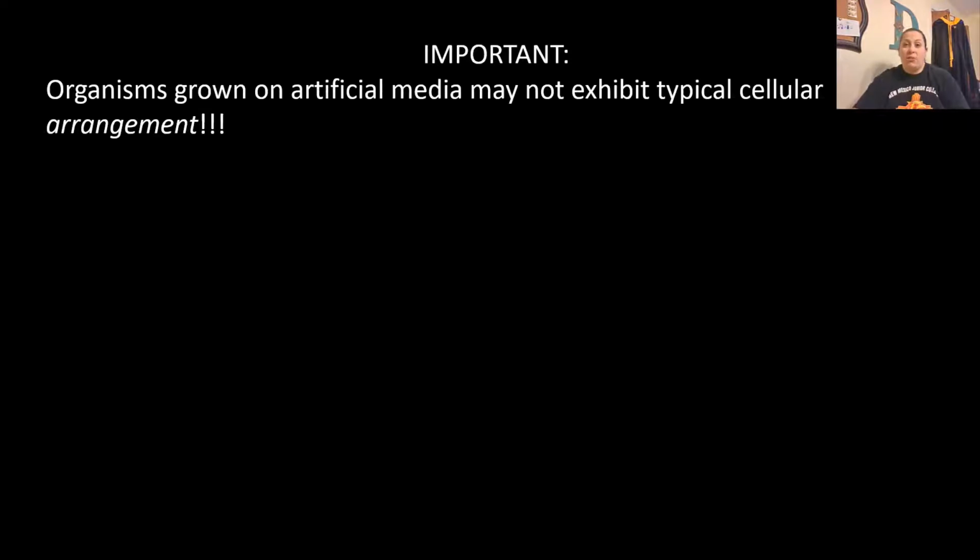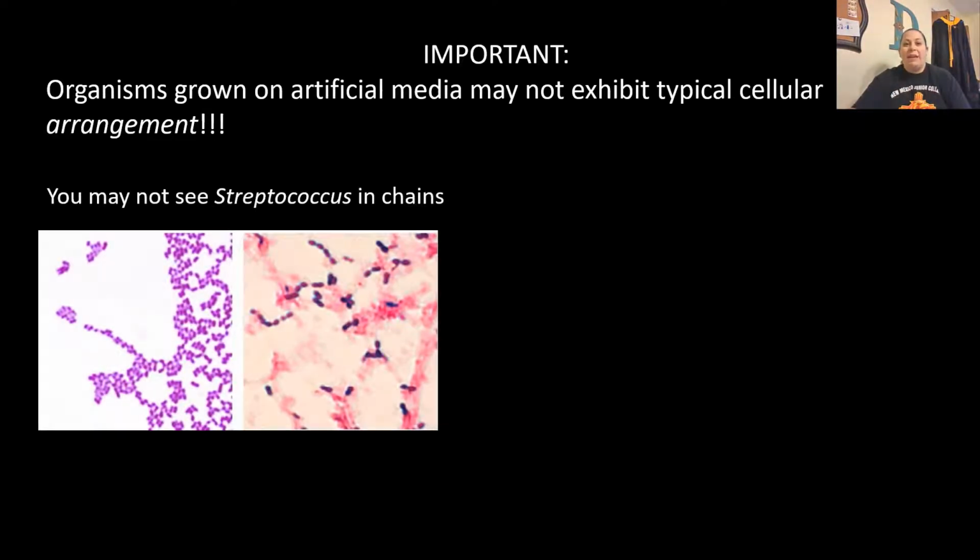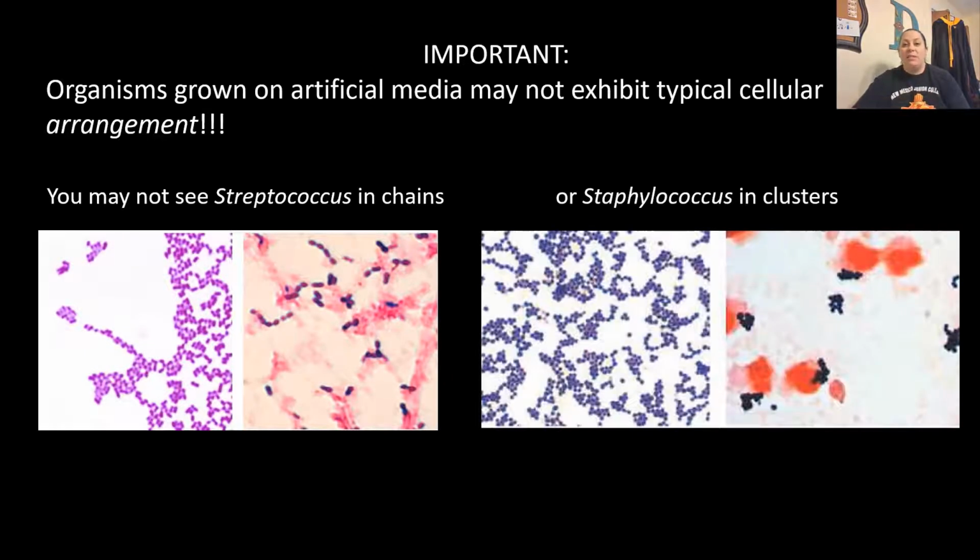Now, a quick thing to note though, guys, is that organisms that are grown on artificial media, like in the plates in the lab, may not typically exhibit this cellular arrangement. They may not get into their strepto or their staphylo arrangements as well as if you were to take the sample straight out of a living organism. So you may not see streptococcus actually in chains when it's grown on artificial media. The same thing with staphylococcus, you may not see them in the clusters as much.